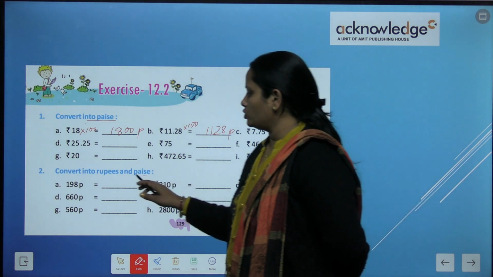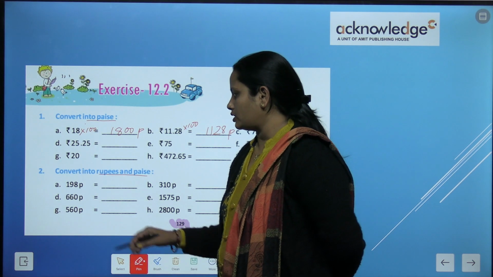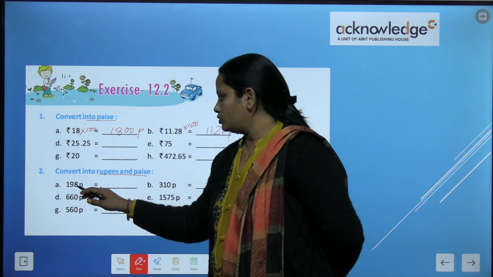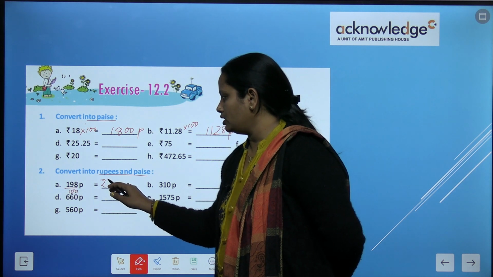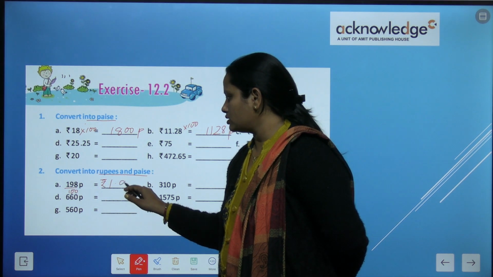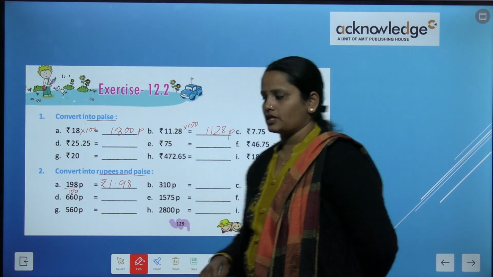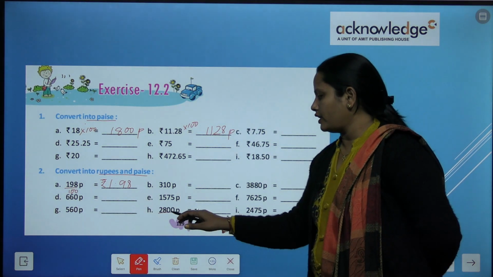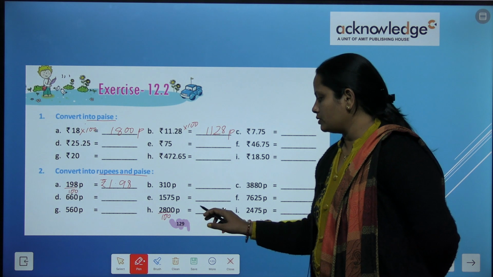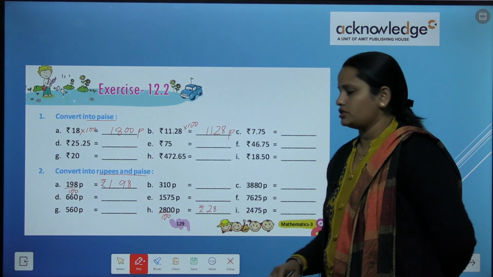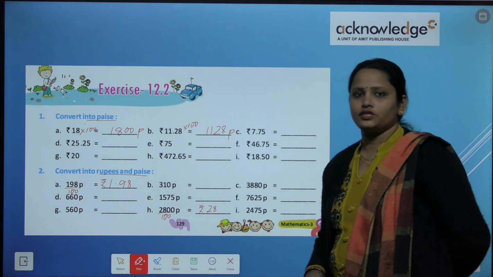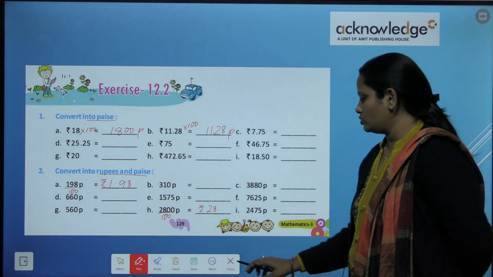Now convert into rupee and paisa. Rupees और पैसा में convert करना है. So here we have to divide this by 100. So it will be rupee 198 paisa. Here again we have to divide this by 100. So it will be 28 rupee and 0 paise. I hope this is clear. So similarly children, do the rest questions.